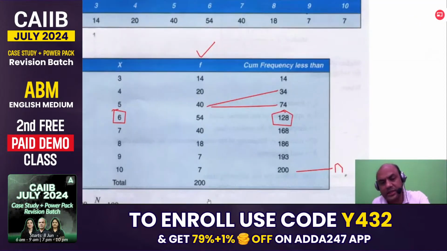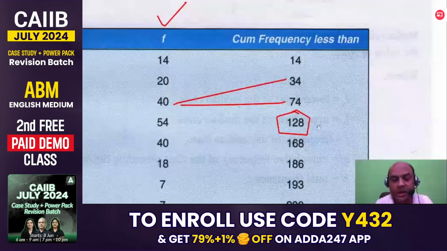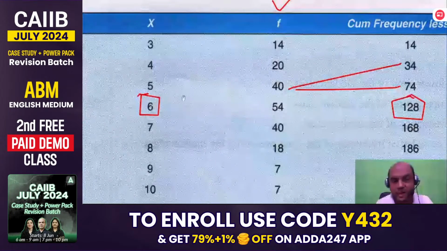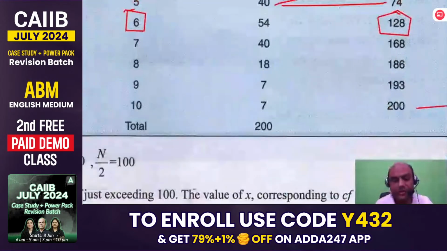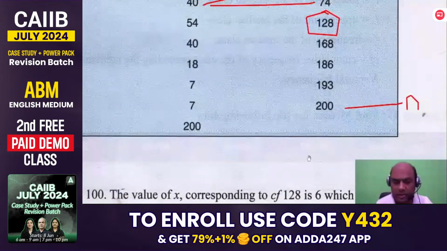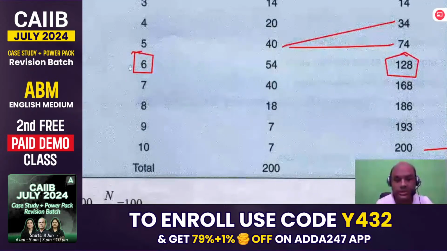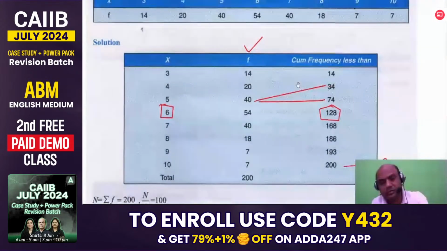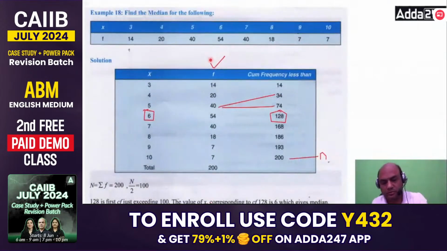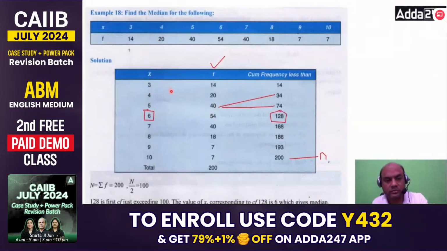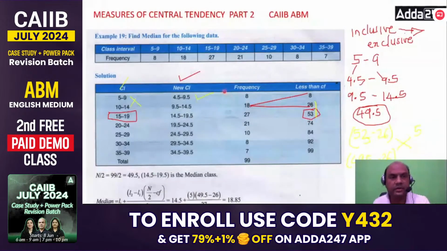128 is just exceeding, whatever just exceeds, just above the n upon 2. So get the x of that. This x is known as the median. See this. The value of x corresponding to CF 128 is 6, which is the median. Okay. So median will be this x. Got it? Got it, everyone? Chalo. Next one.